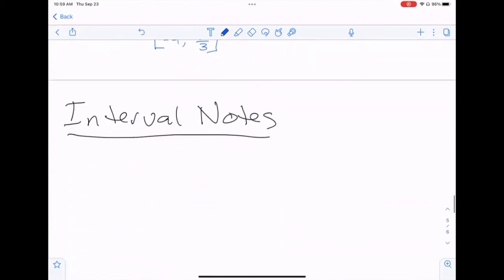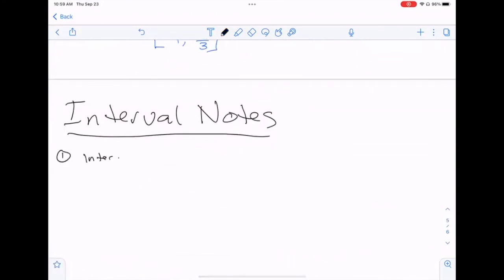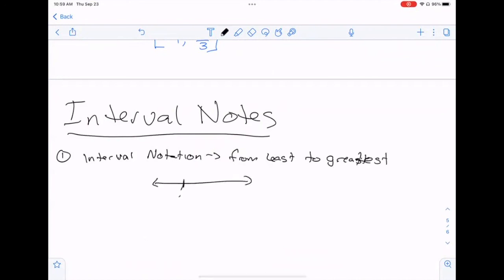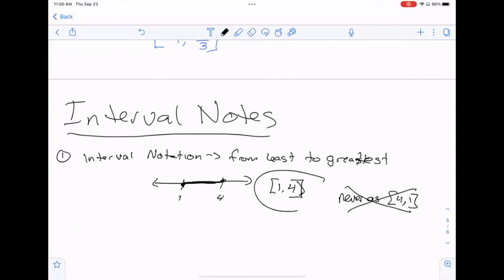And just some quick interval notes. 1, interval notation is always written from least to greatest. So if I have the interval I want, let's say from 1 to 4, like this, I will always write it like 1 to 4. Right? It is never written as 4 to 1. Right? We don't want to do that. This is always how we write it.